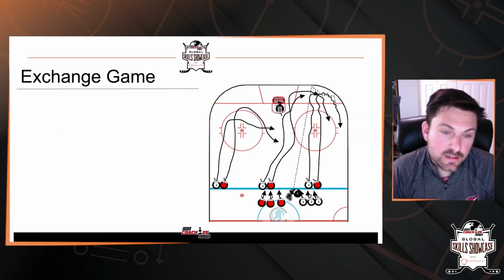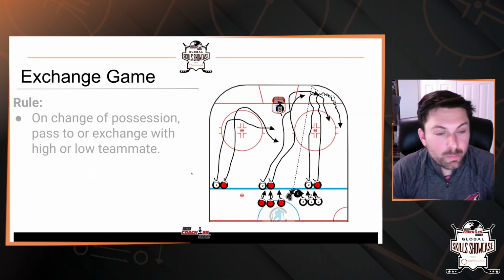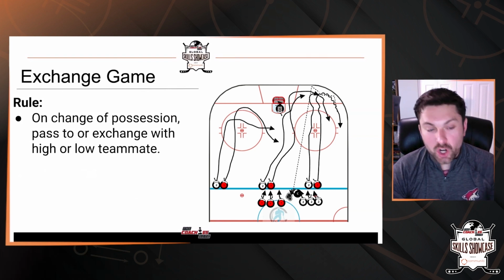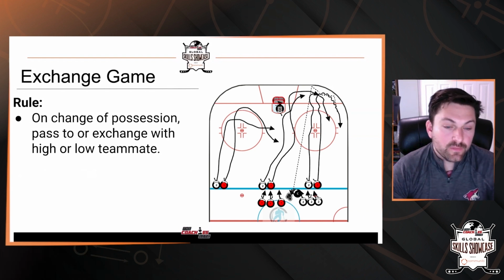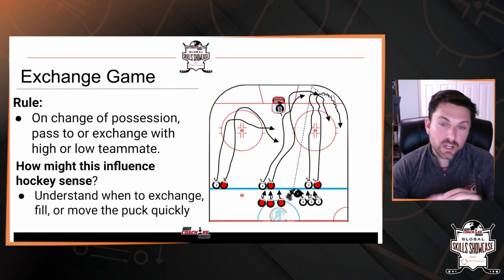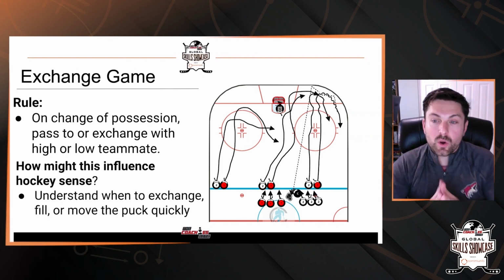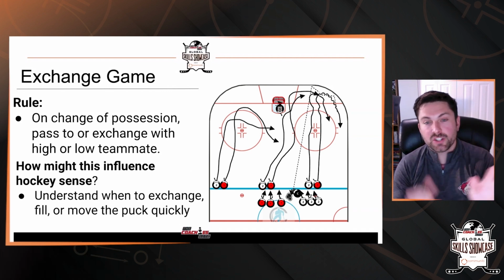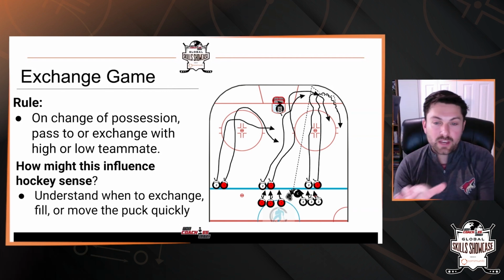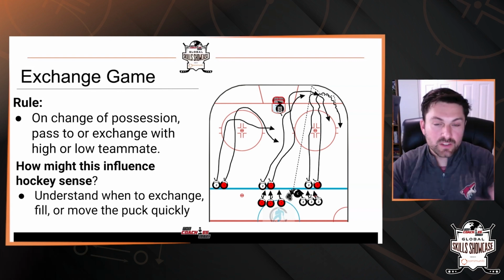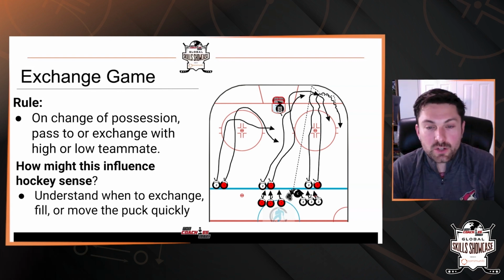Now the rule is, on a change of possession, you need to pass to or exchange with a high or low teammate. Okay, and what we're going to try to encourage with this, or what we're going to hopefully influence, is our players going to understand when to exchange. When do I fill? And then also, when do I want to move the puck quickly? If I have a lot of pressure in the corner, I should understand I need to move it quickly to alleviate that pressure. And now hopefully we can go low to high and then change sides and start to create more offense. So here's what that looks like.